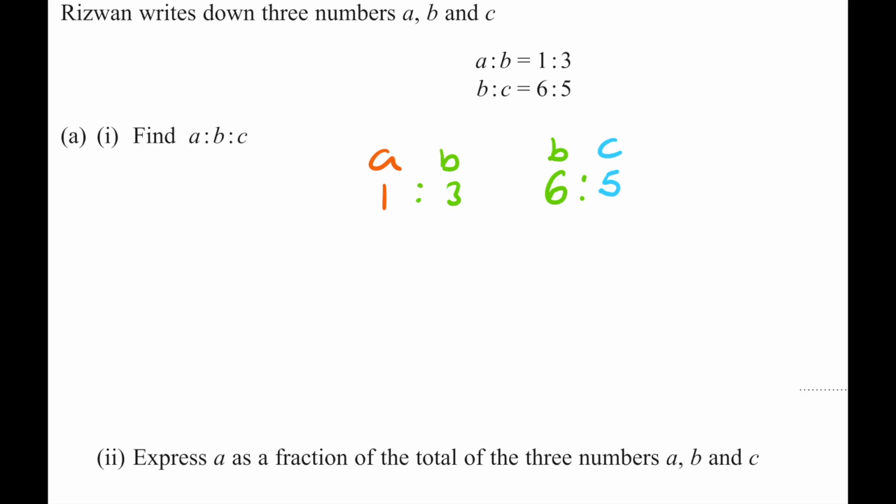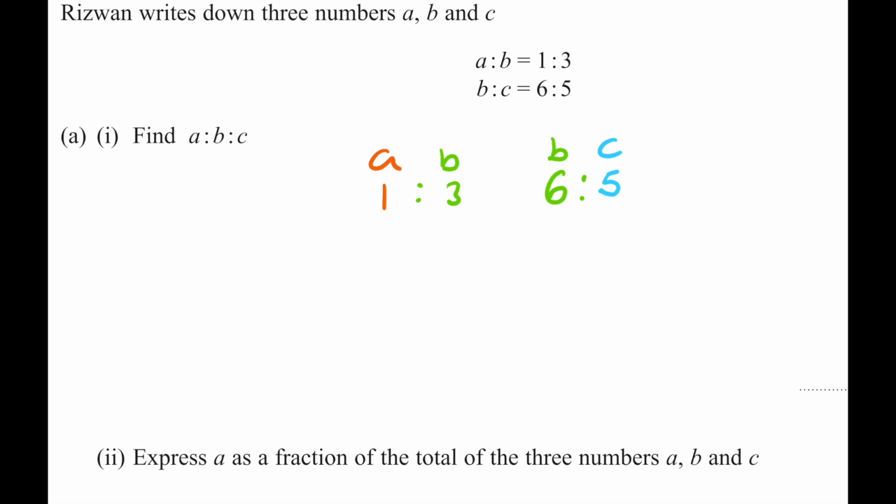This question is a merging ratios question, and we want to find the ratio of A to B to C. We've got the ratio of A to B, which is 1 to 3, and the ratio of B to C, which is 6 to 5. What you'll notice there is that B is in both. We're able to merge these ratios by getting the B component the same.